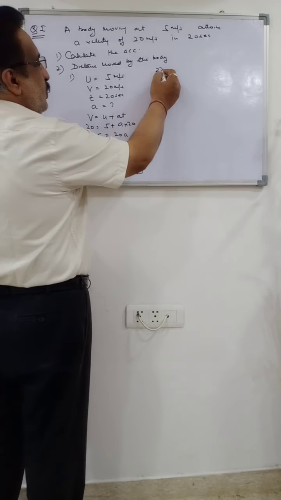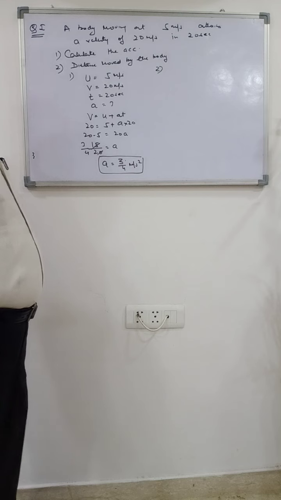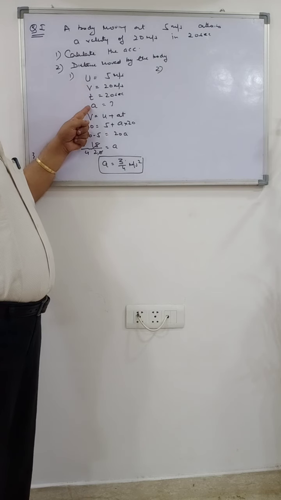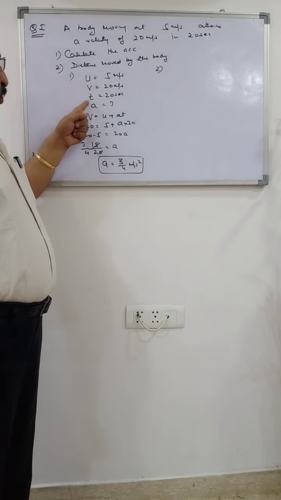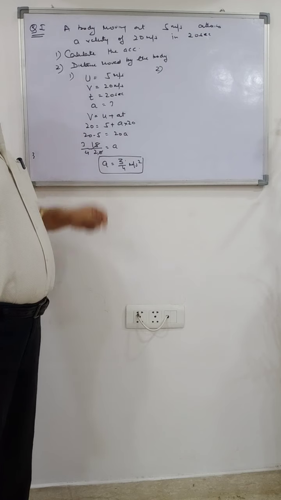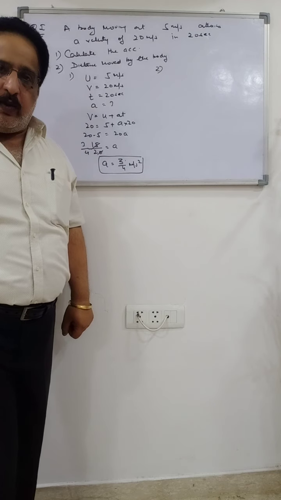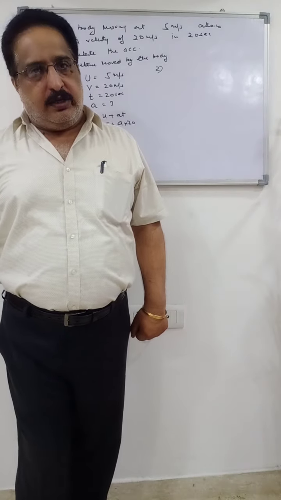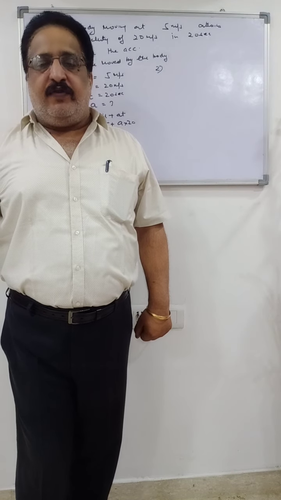Second part of the question demands distance. Now you have U, V, and you have calculated A, and you want to calculate the distance. So you can use the third equation for the distance. Or you have the time T, you have U, you have A, you have to calculate S, so you can use the second equation also. You can use either of the two equations to calculate the distance, because you have A, U, V and T.